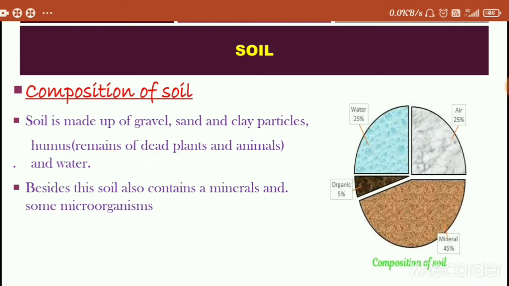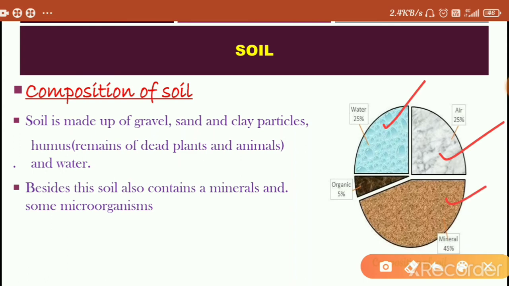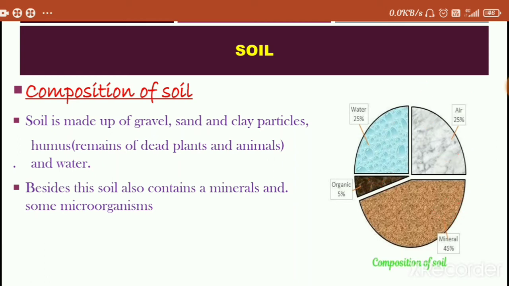These are all very important. Without air and water along with the minerals and humus, plants can't grow properly. The earthworm helps the soil to become fertile. It makes the soil porous and adds humus to the soil. Along with it, it also adds some minerals to the soil, which makes the soil fertile. Okay, students, so this is the composition of the soil.